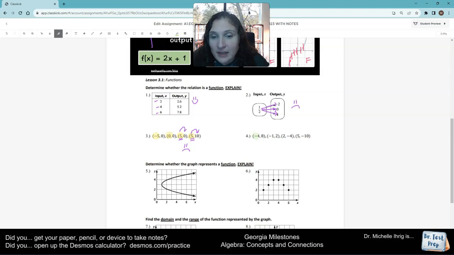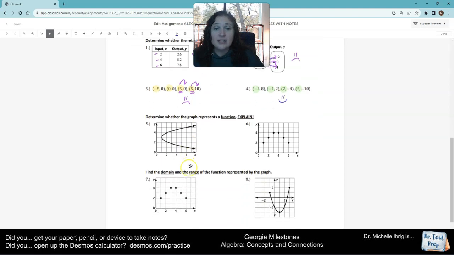Here we have -4, -1, those numbers are different. 2, also different. 5, also different. Everybody knows who they're going to the dance with. No confusion. It's not like one person is going with 2 dates. Every number has just one date. That's it. Function.